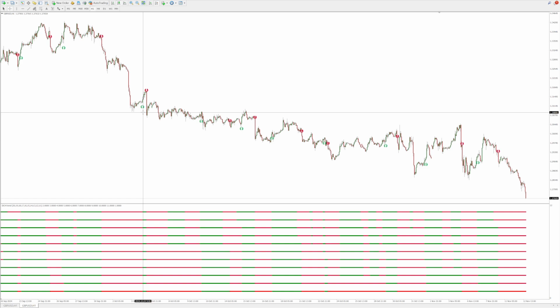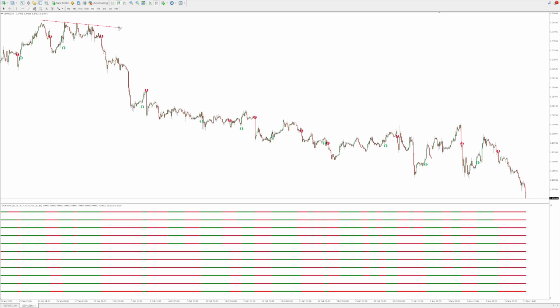One thing I wouldn't do is buy every time there's a green arrow and sell every time there's a red arrow, as you can see from this example here. You wouldn't want to buy when there's a green arrow there. You wouldn't want to buy a green arrow there. You probably wouldn't want to buy a green arrow here. Why is that? Because we're in a downtrend.